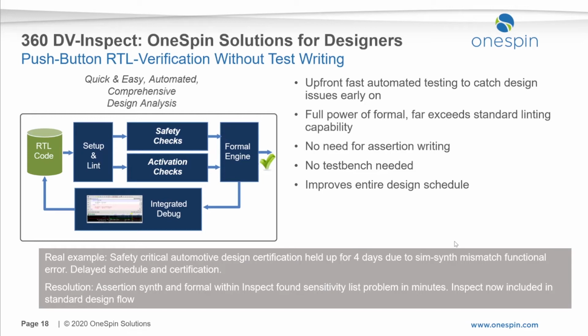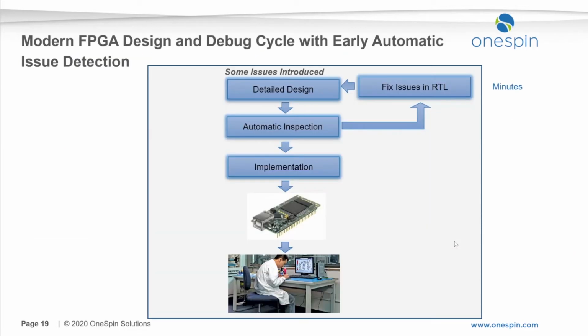So how does our FPGA flow look now? It's a little bit different than the previous one, right? And what I would claim here is that you should be doing automated inspection on the design and fix issues here. This takes minutes, right? Which means that you will be able to find multiple issues at the first iteration, not just one, using OneSpin 360 DV Inspect, which is the name of the tool.